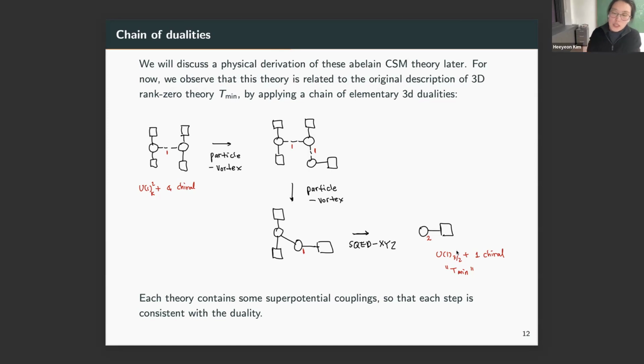UV description of the T_min theory, which is the first example of the N=2 theory known to flow to the 3D N=4 rank 0 theories. And each of those theories contains some superpotential coupling so that each step is consistent with the theory.